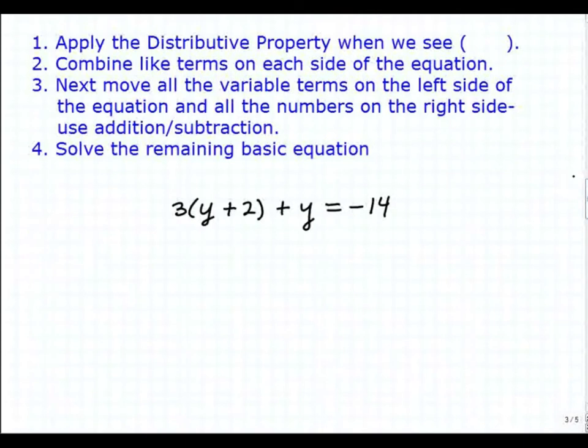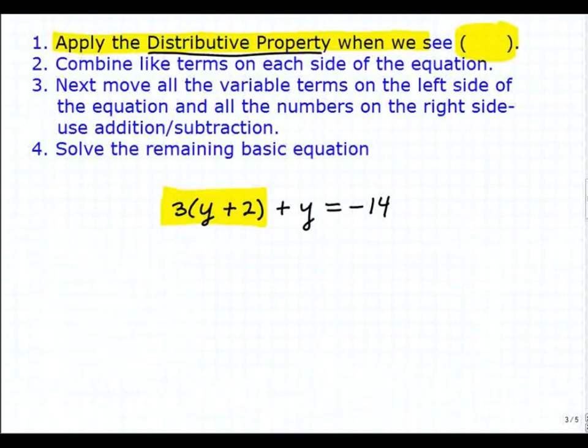So first, we're going to apply the distributive property when we see parentheses with a number outside of it. In other words, this is a distributive property situation. So you have 3 parentheses y plus 2. Now let me emphasize the distributive property, because oftentimes when students struggle with these multi-step equations, it's because they don't really understand the distributive property. So go back and review the distributive property if you need to.